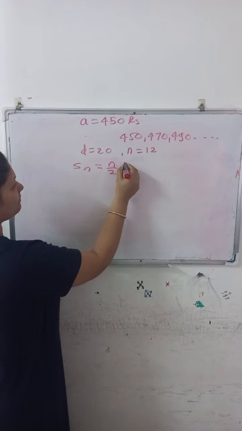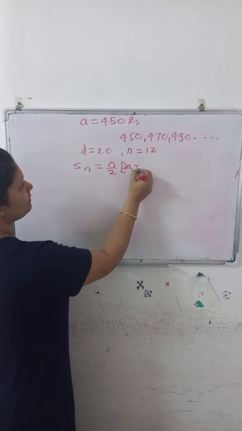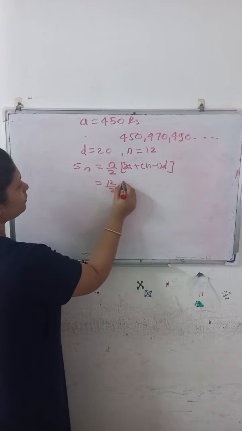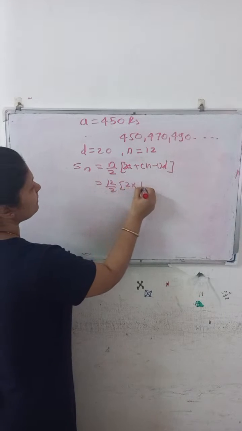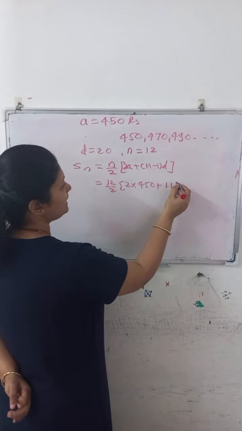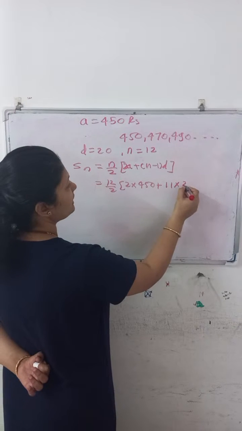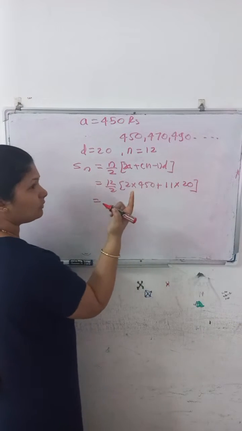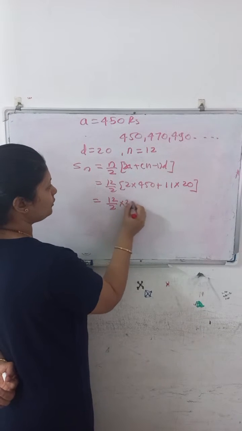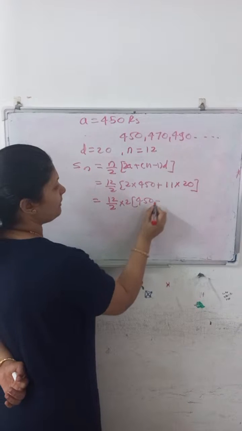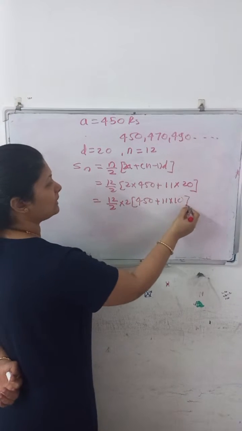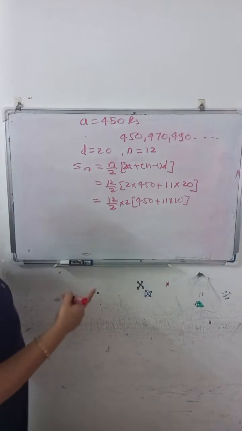Sn is nothing but n by 2 into twice a plus n minus 1 into d. Now n is here 12 by 2. 2 into a is 450 plus here 12 minus 1, that is 11, and common difference is here 20. Okay, so I will take 2 common. So 12 by 2 into 2 into 450, not minus, plus 11 into 10, because 2 I already took common. 2 into 10 is 20. So here it will come 10.